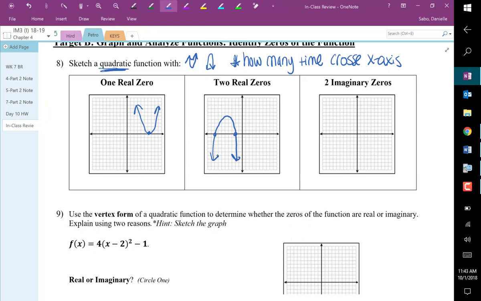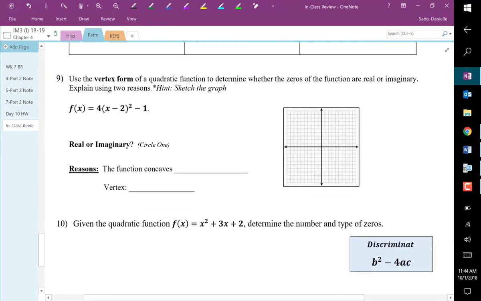Now 2 imaginaries, I'm going to come over here and maybe do something like that, where it will never cross the x-axis. I will warn you, if you draw something like this, don't draw it in. That's not true, because look, it's going to eventually cross. Okay, so make sure your arrows are the right direction. Now, if you would have drawn this, that would be fine. Because again, they're going down, but they're never going to touch here. Questions on that one?